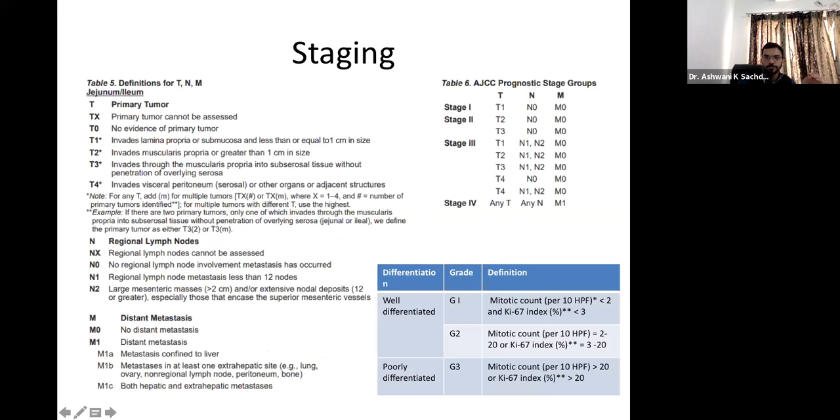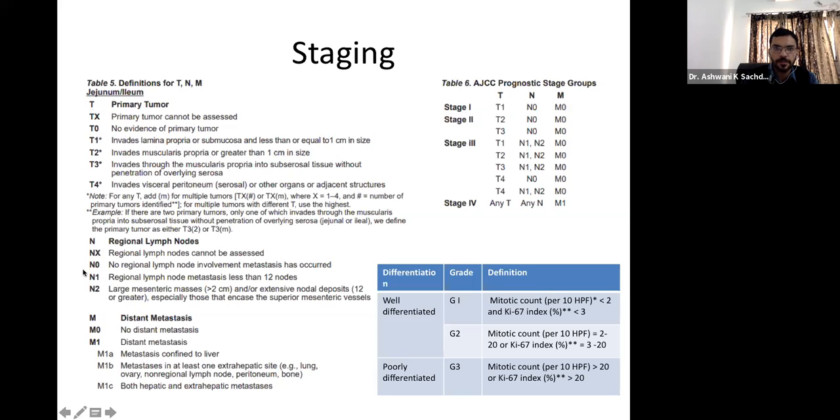So staging in case of carcinoid tumor includes both the invasion and also the size of the tumor. T1 is invasion into the lamina propria or submucosa, like in small bowel adenocarcinoma, but less than or equal to 1 centimeter in size. T2 is invading the muscularis propria or greater than 1 centimeter in size. T3 invades through the muscularis propria into subserosal tissue, and T4 invades the visceral peritoneum or other organs.